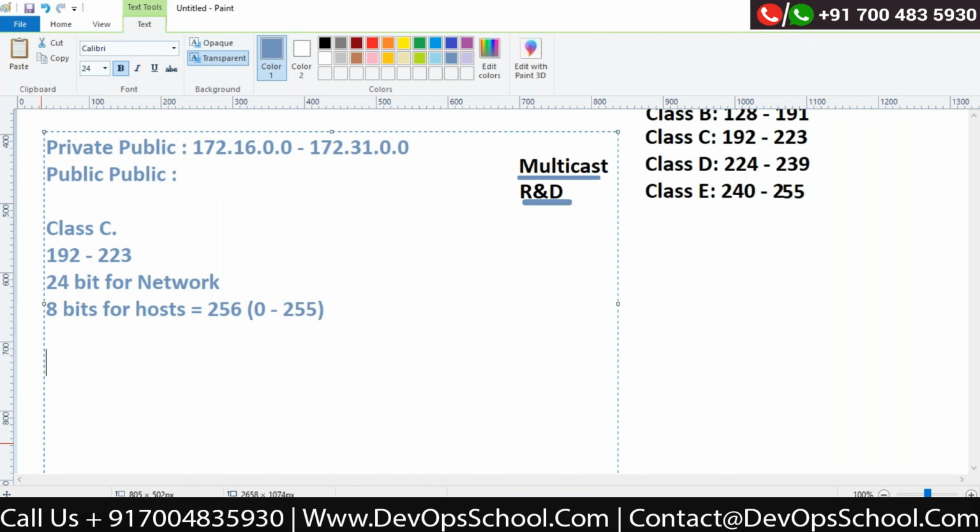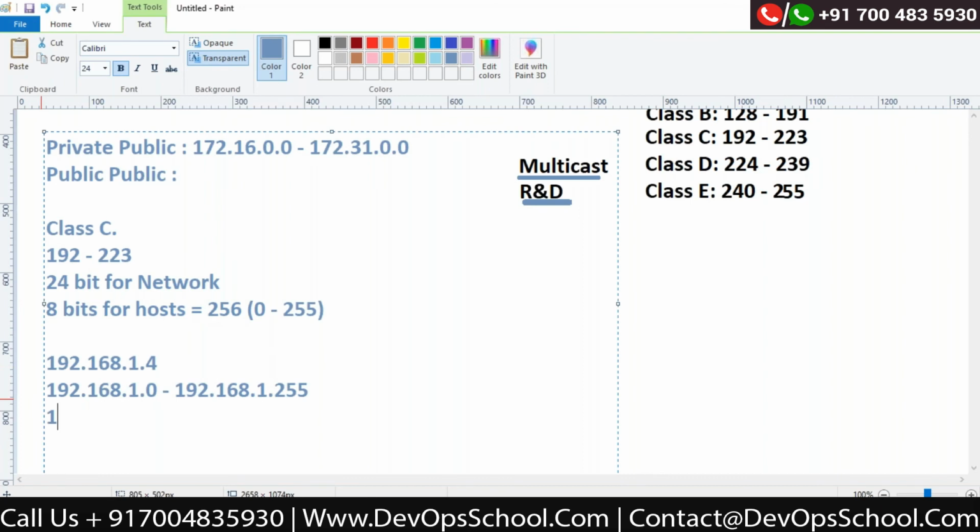I will give you the example of my computer, which belongs to class C. My computer's IP address is 192.168.1.4. Now, as per the rule, 24 bits are for the network, so this would be fixed for that network. Only the last number would be changing. So the first IP address of this network would be 192.168.1.0, and the last IP address would be 192.168.1.255. Correct? Total 256. So this would be my one network.